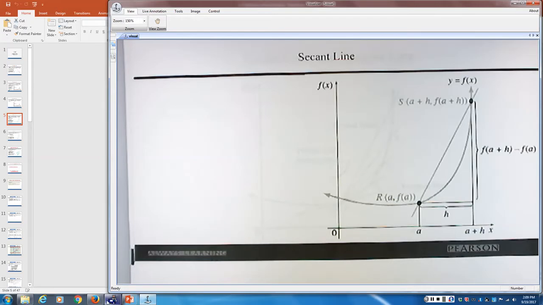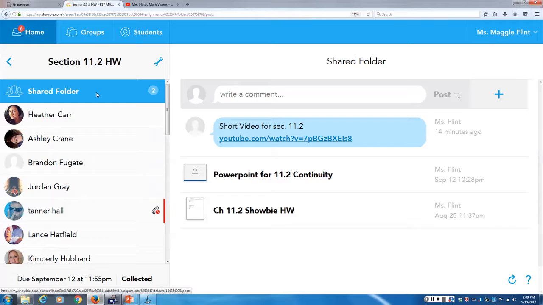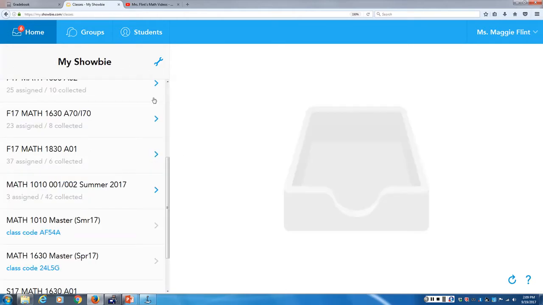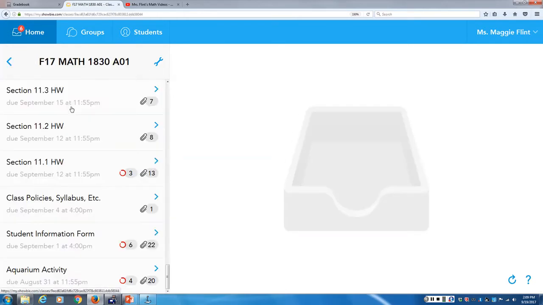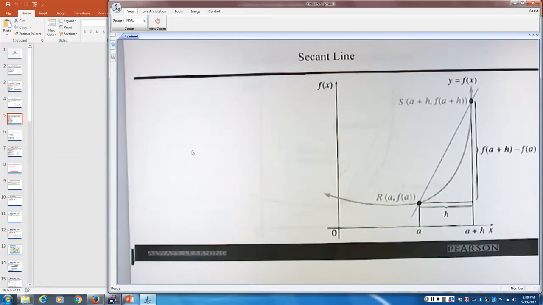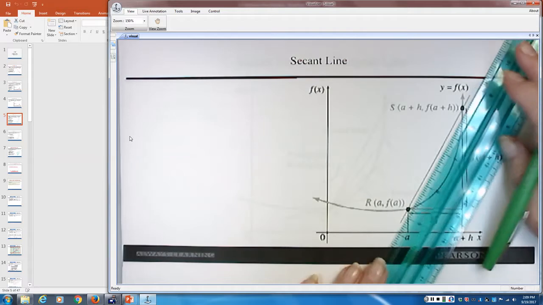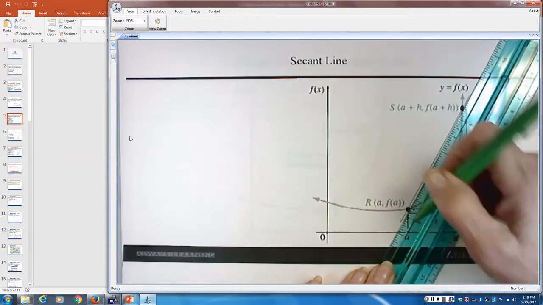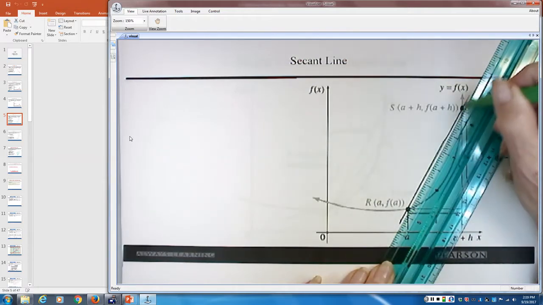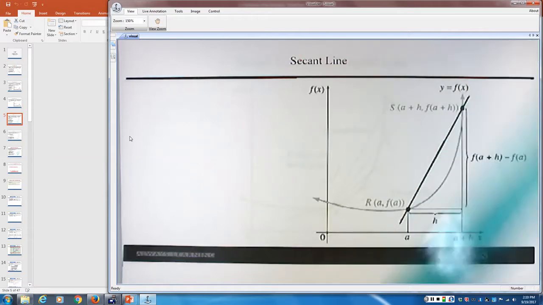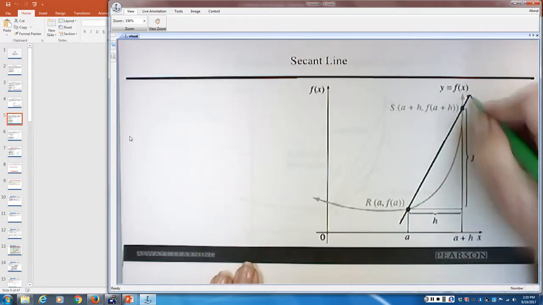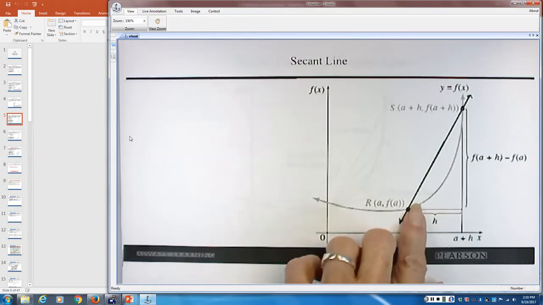I'm talking about the secant line notes. Let me pull the notes up to see. Oh, I actually... Did you find it? Okay, so here we've got a secant line. And by definition, a secant line is this straight line here. That secant line cuts through that curve in 2 points.